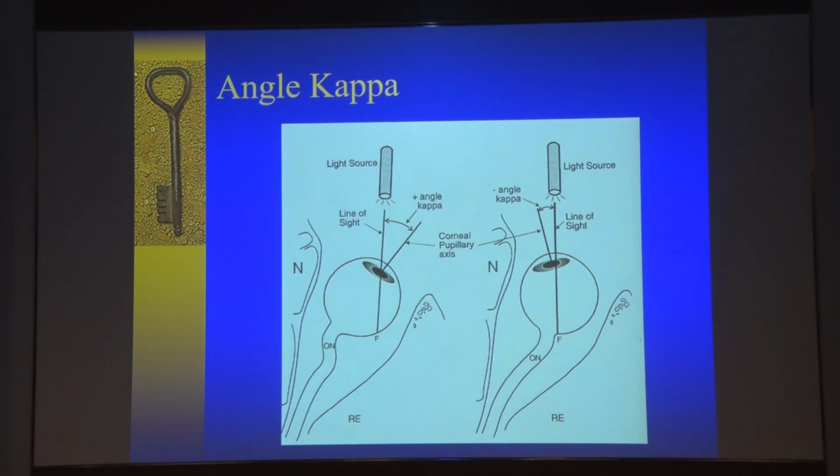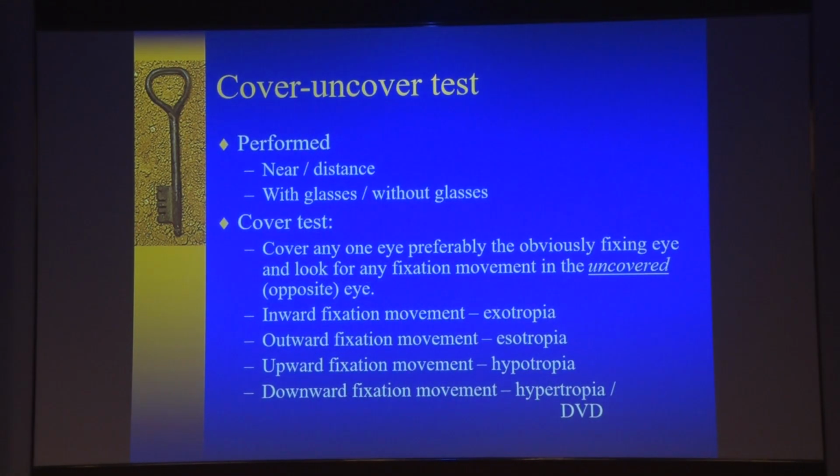A little bit about angle kappa. Angle kappa is the angle between the center of the pupil and the visual axis, okay? It's usually positive, which is why your corneal reflex is slightly nasal to the center of the pupil, which is normal. But sometimes it's significantly nasal to the center of the pupil, and that is a larger angle kappa and will give you an appearance of an exo. So the way to know you're dealing with a pseudostrabismus versus a strabismus is a cover test. Your cover test has no movement, there's no true squint.